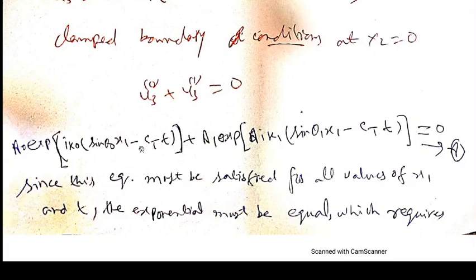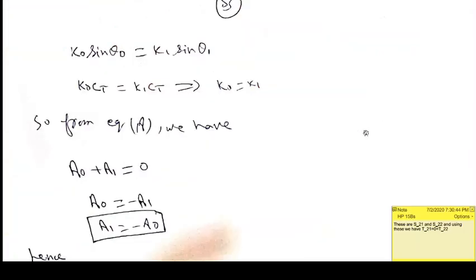Here we have x2 equal to 0, so the exponentials must be equal. For the exponentials to be equal, they require that k naught sin theta naught equals k1 sin theta 1, and k naught Ct equals k1 Ct. This implies that k naught equals k1.